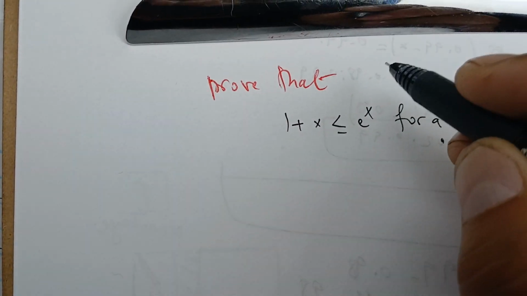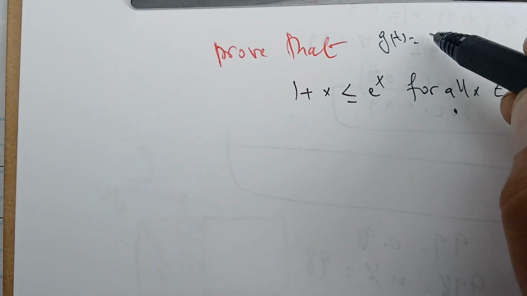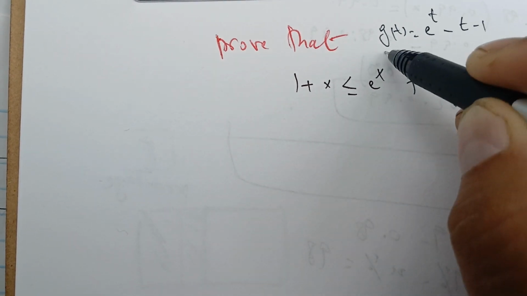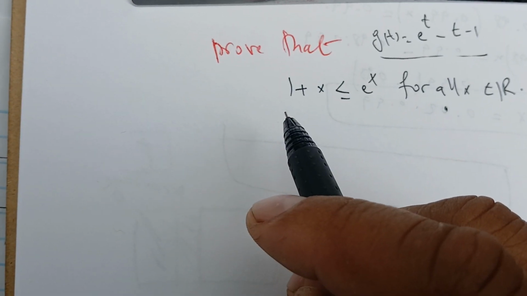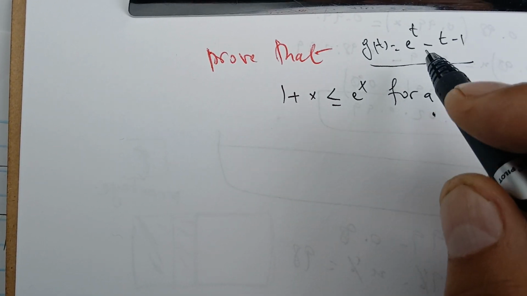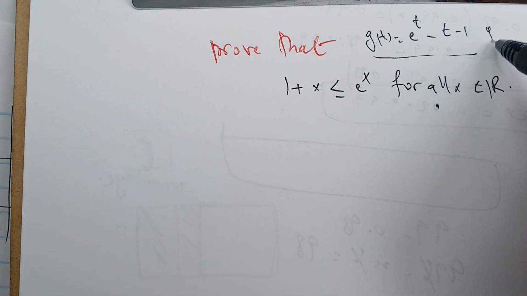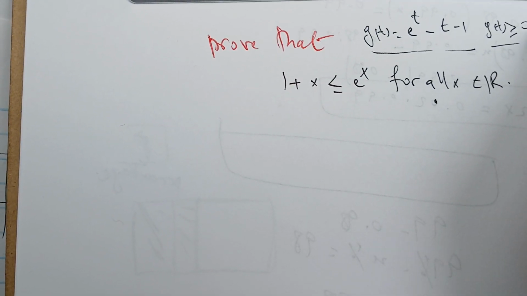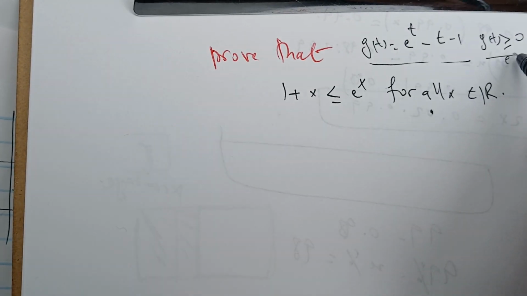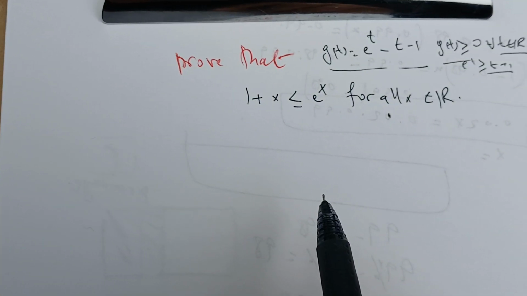One of the ways is that we define a function, let's call it g of t, and let it equal e^t minus t minus 1. So we study this function, and we're gonna prove that this function is increasing all the time. So g of t is bigger than 0 for every t in R. This means that e^t is bigger than t plus 1. You can use that one and prove it.